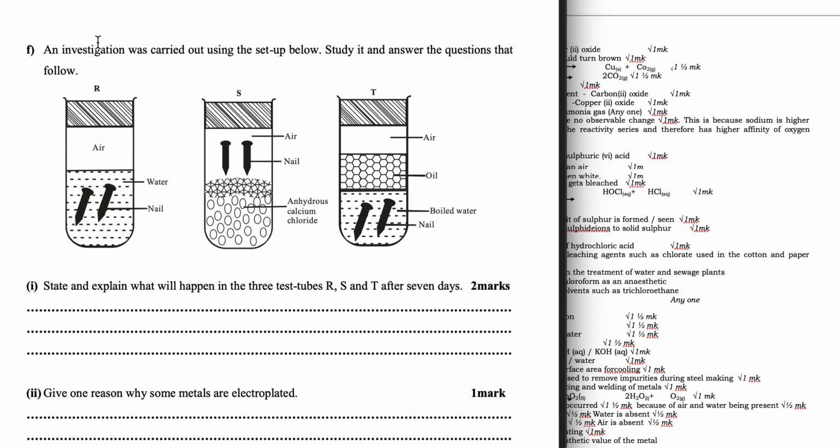An investigation was carried out using a setup below. Study it and answer the questions that follow. R: air, water, nails. S: closed, air, nails, anhydrous calcium chloride. T: closed, air, oil, boiled water, nail. State and explain what will happen in the 3 test tubes R, S, and T after 7 days.